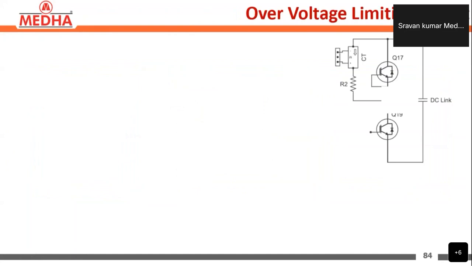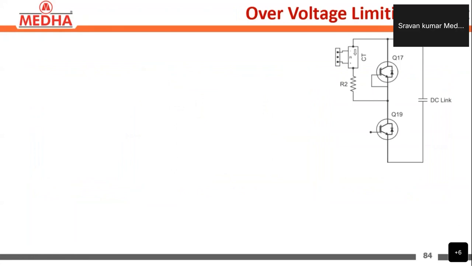So next, coming to the over voltage limiting circuit. Here we can see the over voltage limiting circuit, that is the brake chopper circuit. In this module we have two IGBTs. The top IGBT is not used, so it is shorted like this, and the bottom IGBT is used. In normal conditions it is in the open condition.